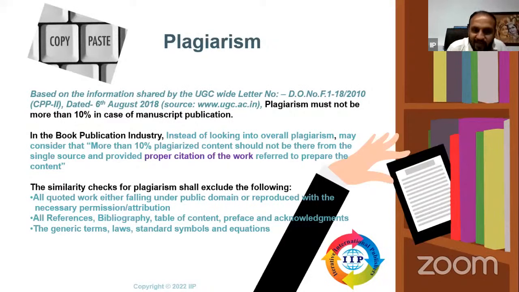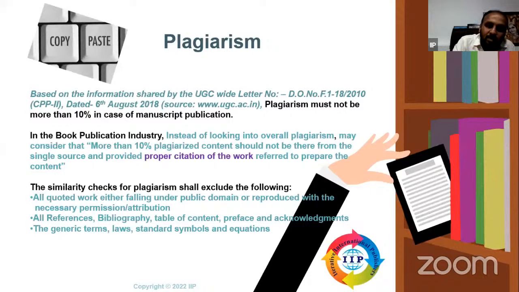There are a few things which are excluded from plagiarism checking: the references, bibliography, table of contents, preface, acknowledgement, quotes written in double quotes, generic terms, standard symbols, and equations. We need not bother about these things. The thing is that we should give proper citation for the source we are going to refer to or take content from.